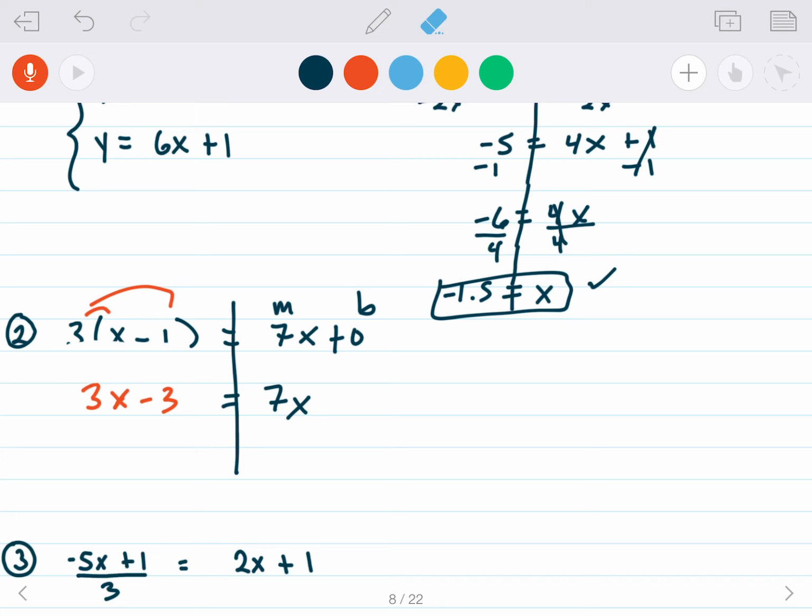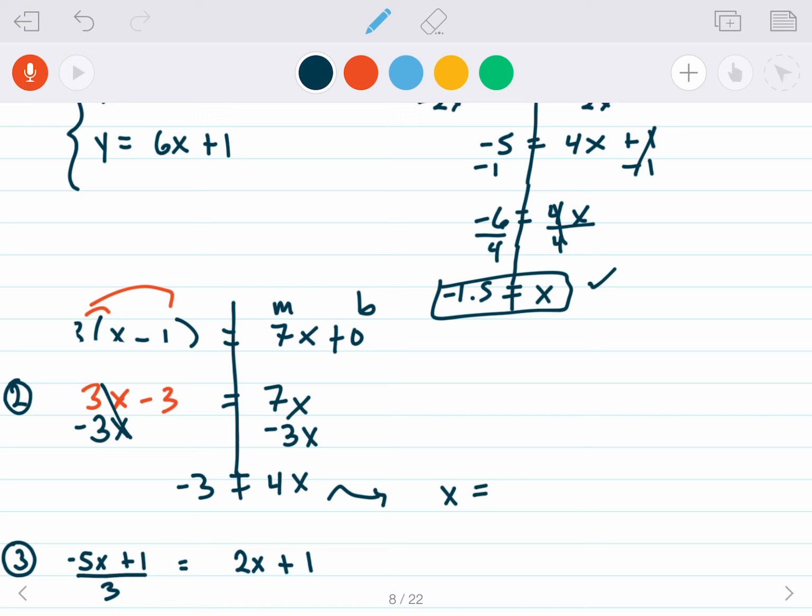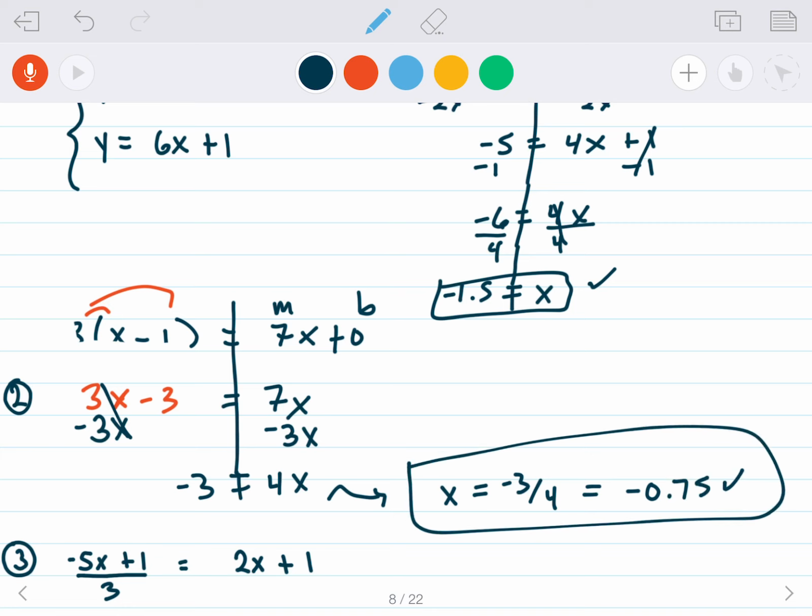What I can do at this point, looking at this line right here, line number 2, is subtract 3x from both sides to get the x's on one side. And when I do that, what I'm left with on the left side is negative 3, and on the right side I'm left with 4x. Finally, if I divide both sides by 4, I get x alone, and x is equal to negative 3/4, which indeed equals negative 0.75. So that is my answer there, and we confirm that graphically as well.